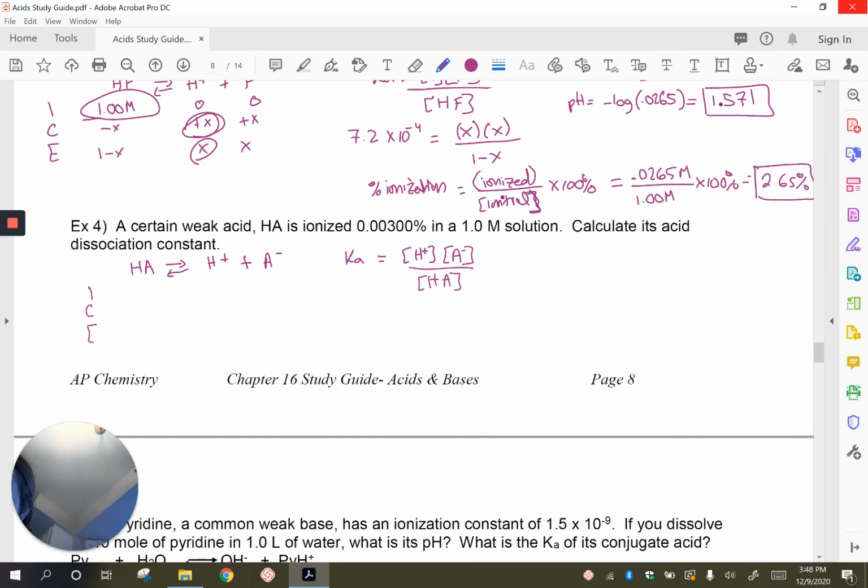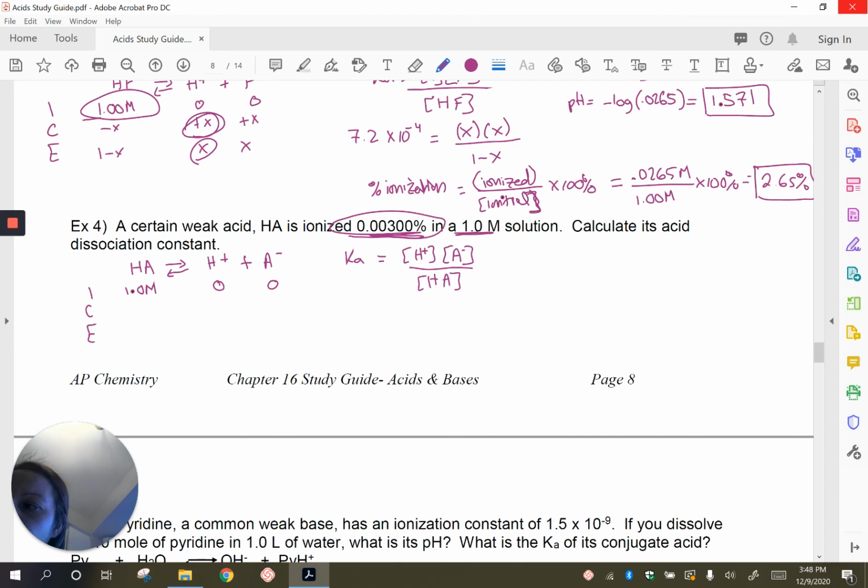We're going to do an ICE chart. Initially, it says it is 1 molar. And so these are zeros. The other number it gives us is this. It tells us that 0.003% of it has ionized. And so that tells us what the change is, right? So what you do is you take this number, the percent, change it to a decimal, and multiply it by your initial concentration. That's going to be your change. It's also going to be the H+ concentration.